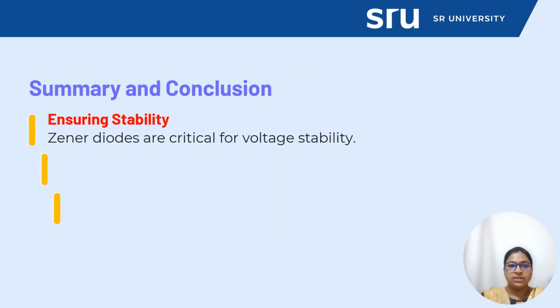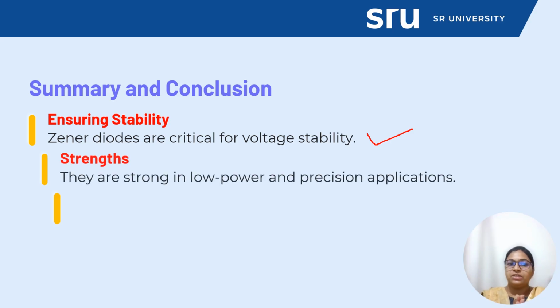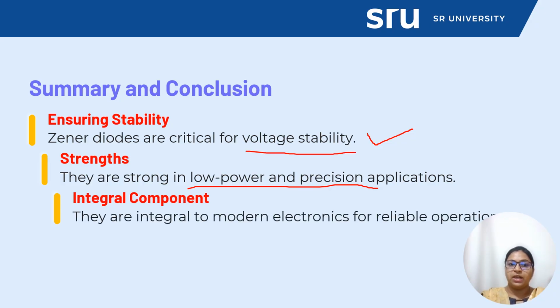If we summarize, the Zener diode ensures stability, which is very essential for voltage stability. Strength: they are strong in low power and precision applications. Voltage stability and integral component: they are very integral to modern electronics for reliable operation. So I hope you enjoyed and understood the concepts of Zener diodes.